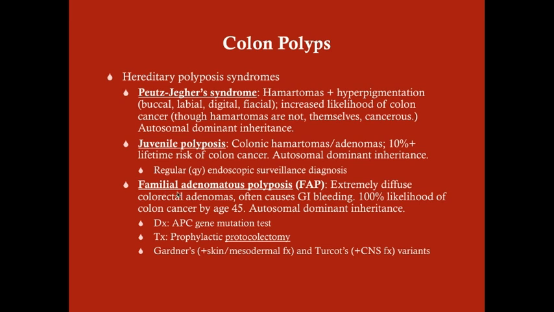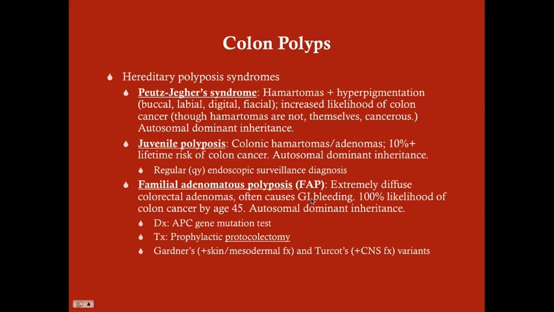And then familial adenomatous polyposis, FAP, is an easy one to diagnose. These are extremely diffuse colorectal adenomas. The diagnostic criterion is greater than 100, but obviously they're not going through and counting, because it's generally quite obvious when you go in with a colonoscopy. The colon is just floored with adenomas. And so this is another thing that can cause GI bleeding in a child.